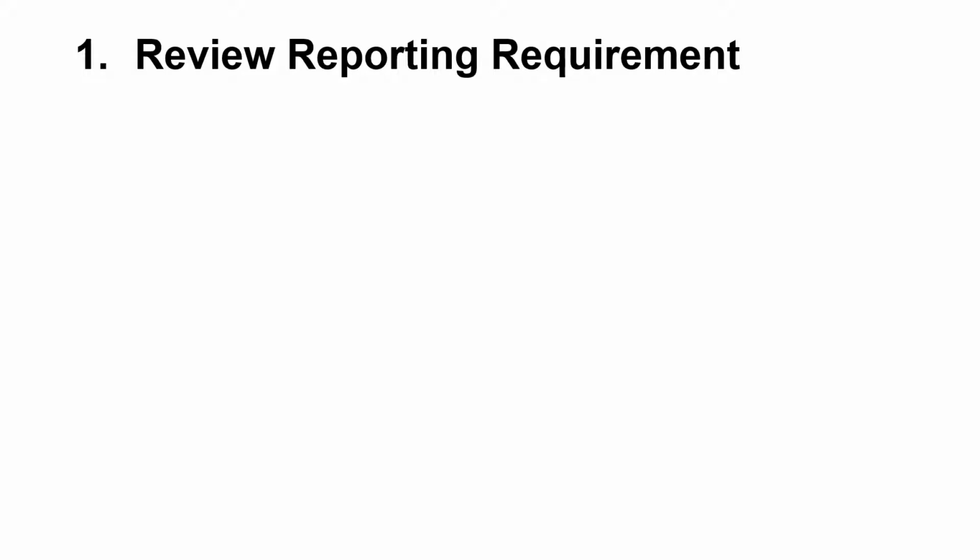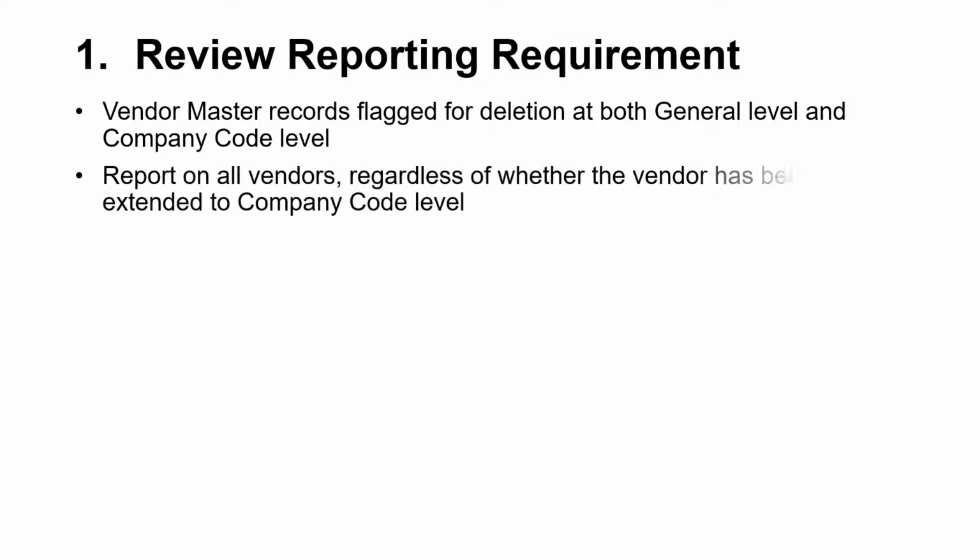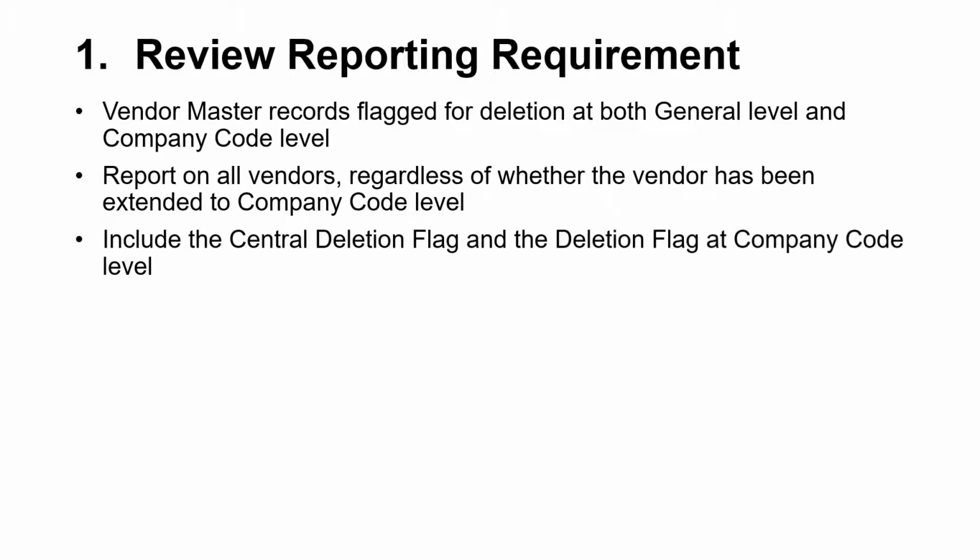Let's review the reporting requirement. In this example, we wish to report on vendor master records flagged for deletion at both general level and company code level. The report must include all vendors, regardless of whether the vendor has been extended to company code level. Additionally, the report must include the central deletion flag and the deletion flag at company code level.